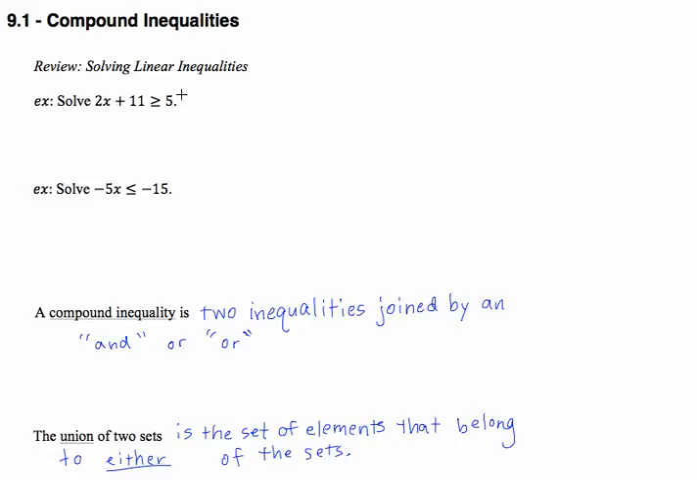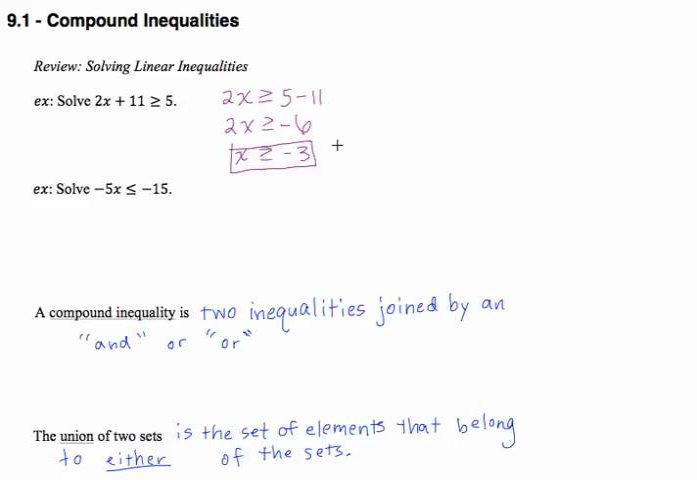So for example, we want to solve this one for x. Well, you would need to isolate the 2x first by subtracting 11 from both sides. So you would have 2x is greater than or equal to 5 minus 11, which gives you 2x is greater than or equal to negative 6. And then to solve for x, we would need to divide both sides by 2, which would give us x is greater than or equal to negative 3. So that's the solution to this linear inequality.